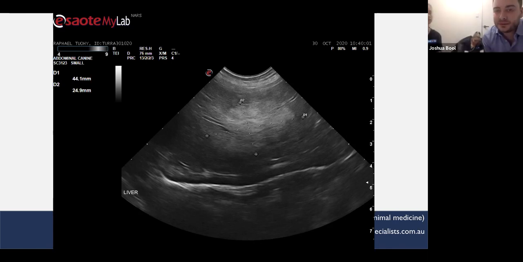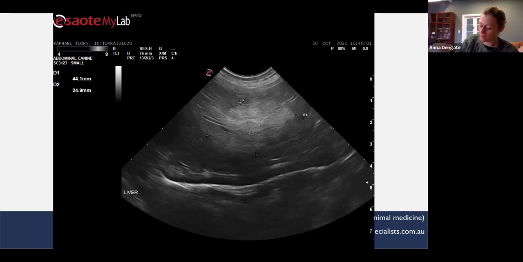So, I mean, the benign versus malignant would be kind of tricky, I think, without knowing the rest of the scan. But things like lymphoma, mast cell disease, or histiocytic disease would be three that I'd be thinking of on the more malignant side. Yeah.